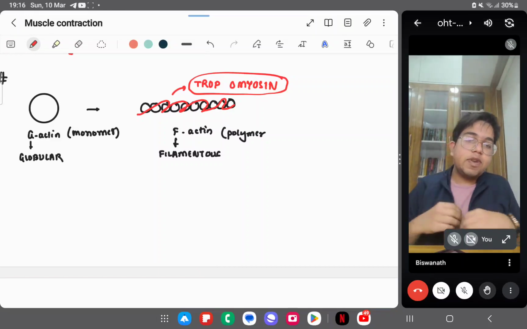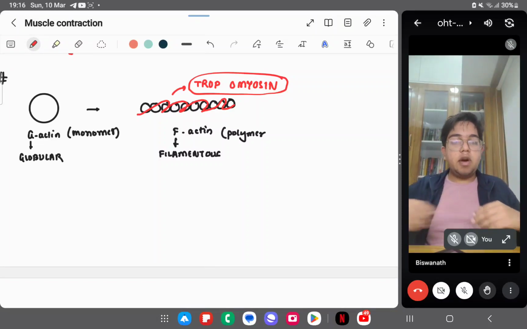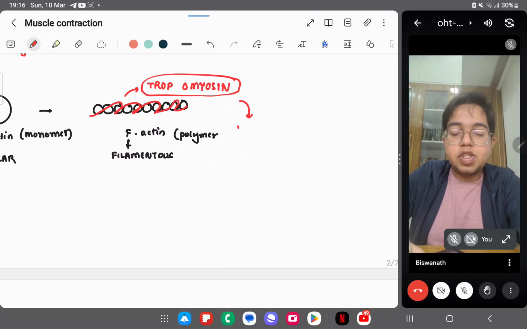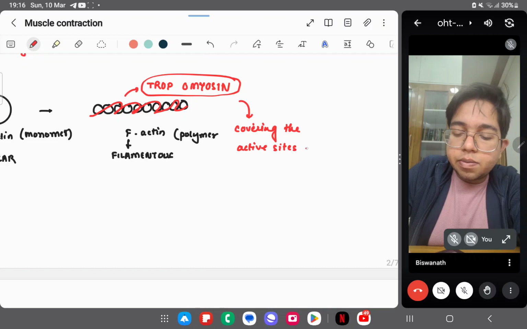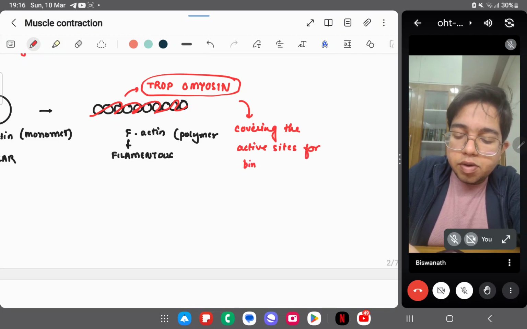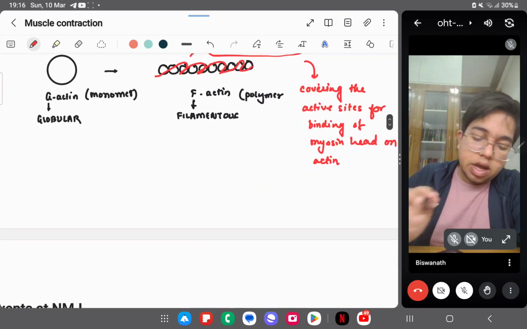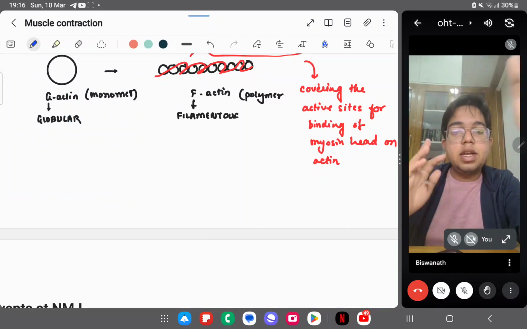So in the resting stage, when we have no muscle contraction, the tropomyosin is tightly wound around, covering the active sites. So this tropomyosin is covering the active sites for binding of the myosin head on actin. Understood?